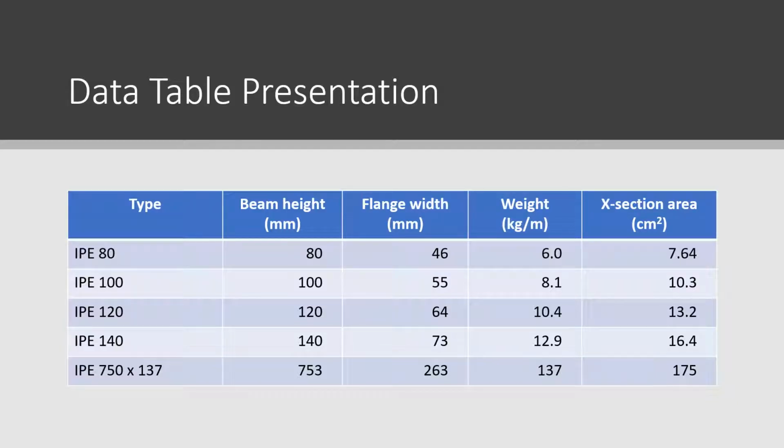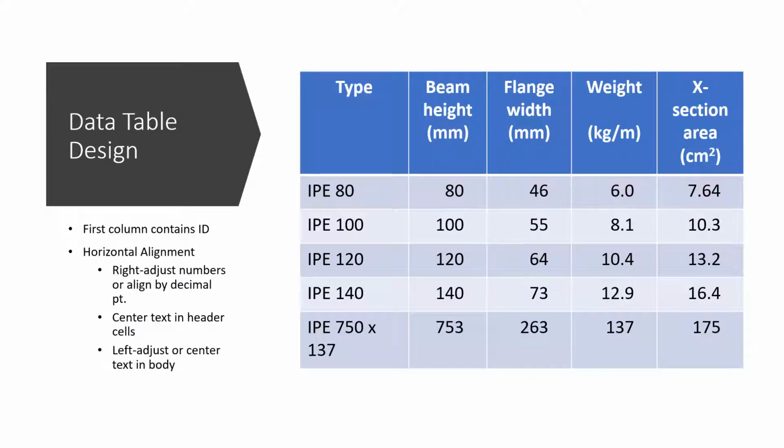I've taken that data and put it in a table. Now you can see very easily what we have. We have 5 rows, 5 different beam types, and then the properties associated with each of those beam types. All right, a few tips for creating data tables. The first column is essentially used to identify the contents of that row. So in this case, the beam type is IP80, and it's going to have these properties.